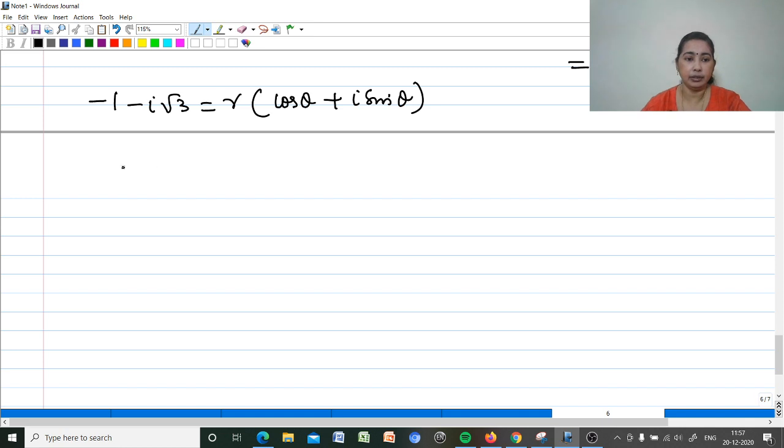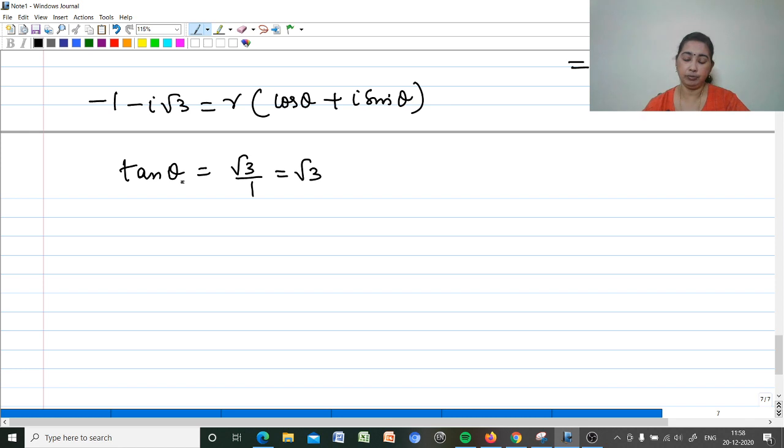Then argument means we have to find what is theta. Tan theta is equal to y by x, that is root 3 by 1, which is root 3. So for which value of theta are we getting root 3? We know that tan 60, that is pi by 3. Now check in which quadrant it is lying. Both x and y are negative. X negative means this side, y negative means this side.